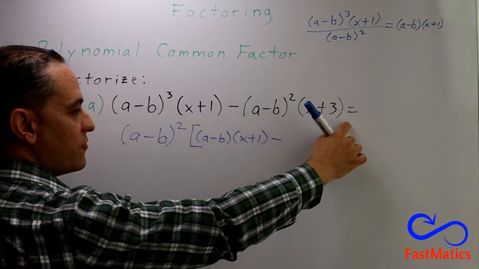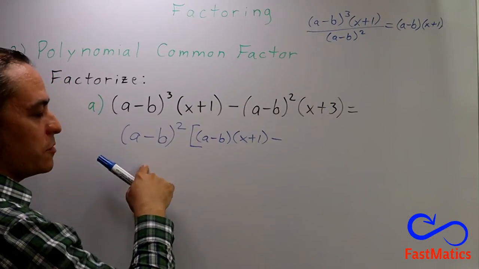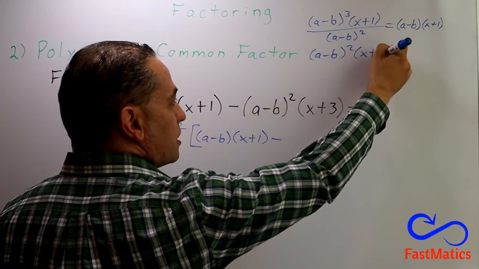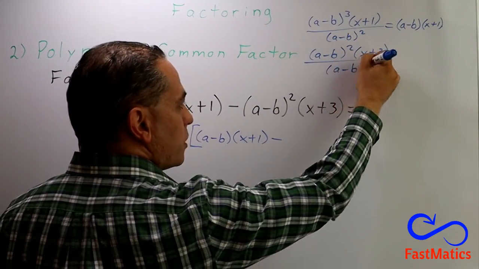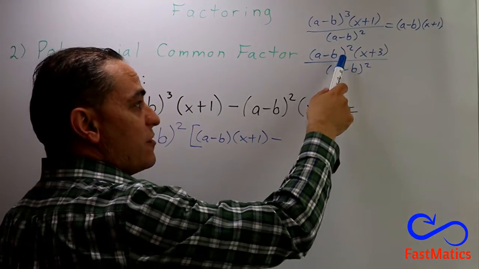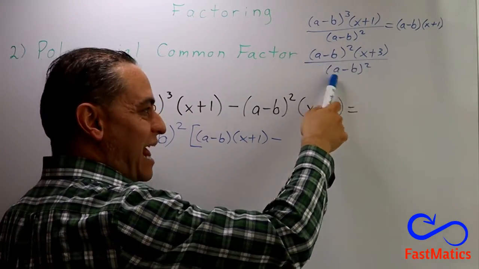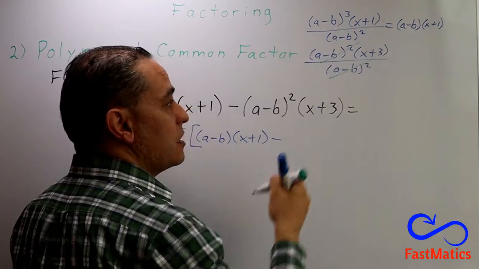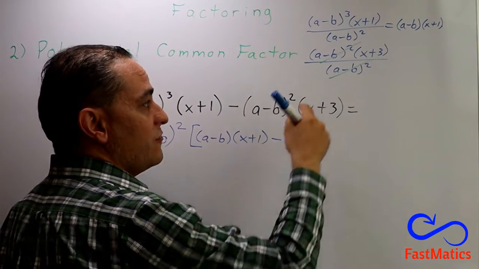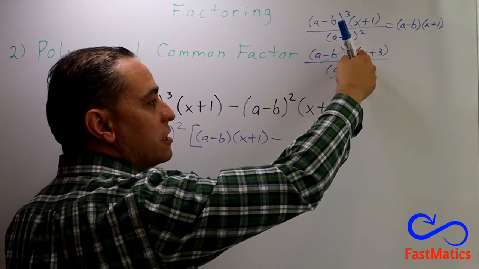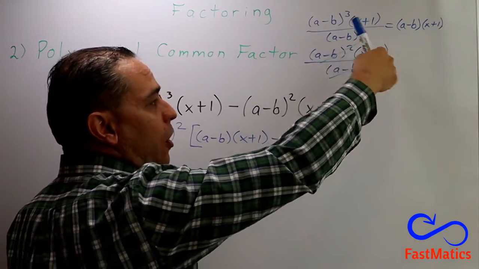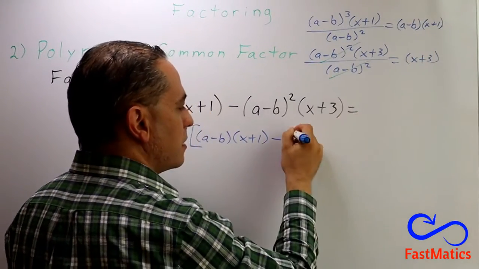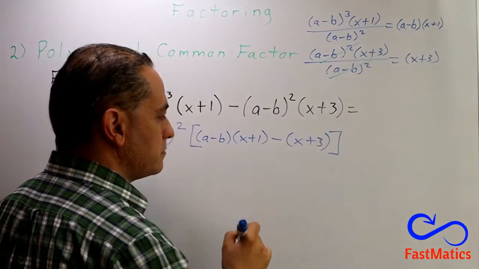And we are going to divide the second term by the common factor: (a minus b) squared times (x plus 3) divided by (a minus b) squared. If you have a factor multiplying another factor and another factor in the denominator, you can eliminate them if they are equal. If you have a plus or a minus here, you cannot do that, but here everything is multiplying, so you can do that. So the answer is x plus 3.